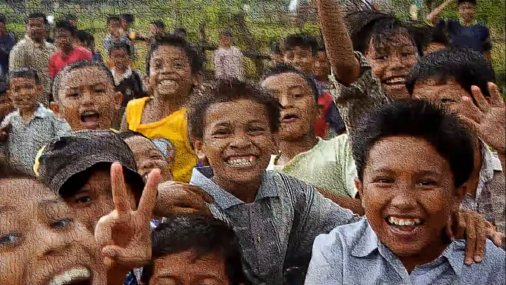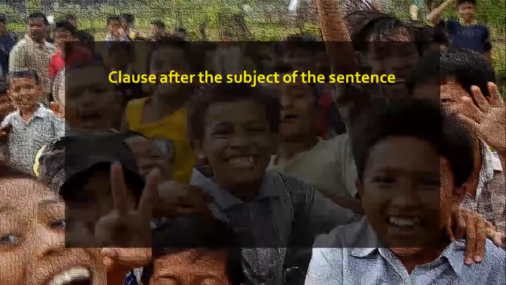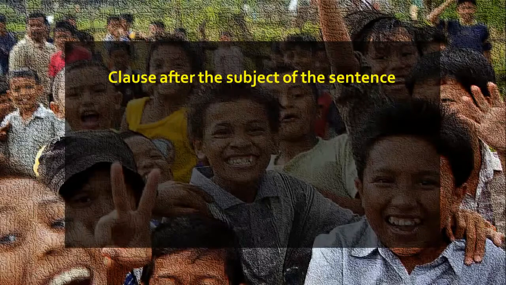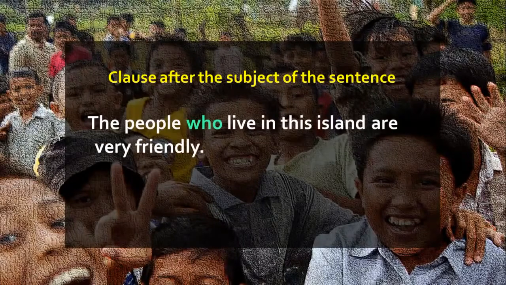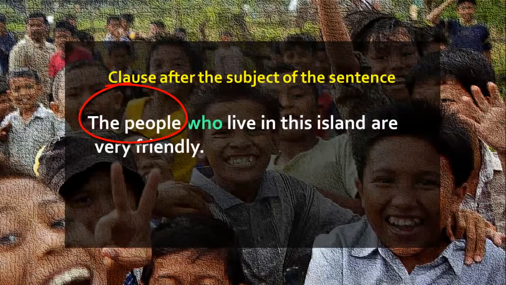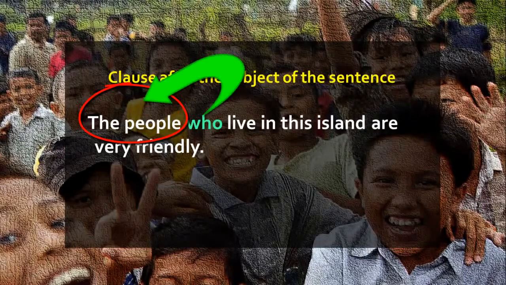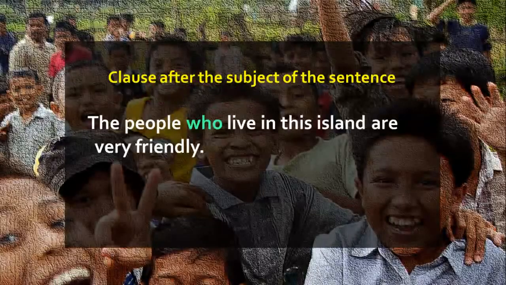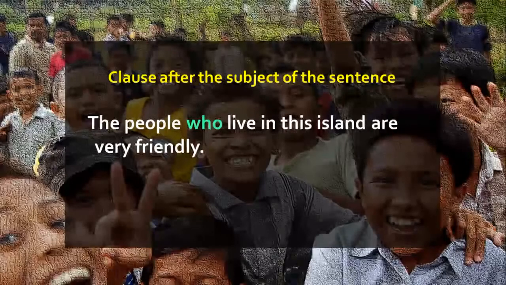Look at this example. Here we have the relative clause after the subject of the sentence. The people who live in this island are very friendly. As you see, the subject of the sentence is people, and who refers to people, so it is a relative pronoun as the subject. And the relative clause who live in this island comes after the subject, people.